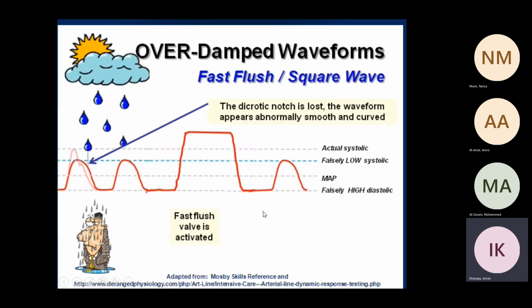The system can be overdamped, and that's a common scenario. If you have kinking, some air bubbles, or some tissue or something blocking your catheter, your waveform becomes rounded like this. You don't see the systolic upstroke. You lose your dicrotic notch, and that results in overestimation of the diastolic pressure and underestimation of your systolic pressure. And when you release your pressure here, you're not going to see the oscillation.